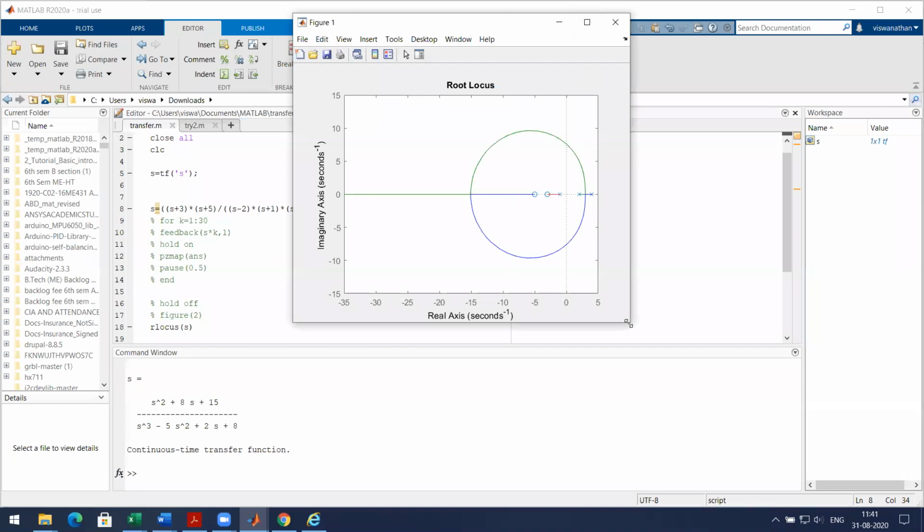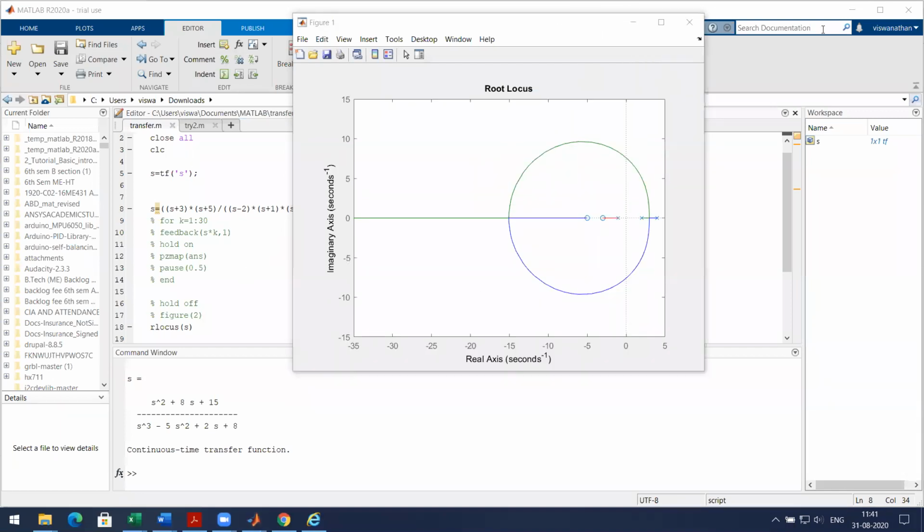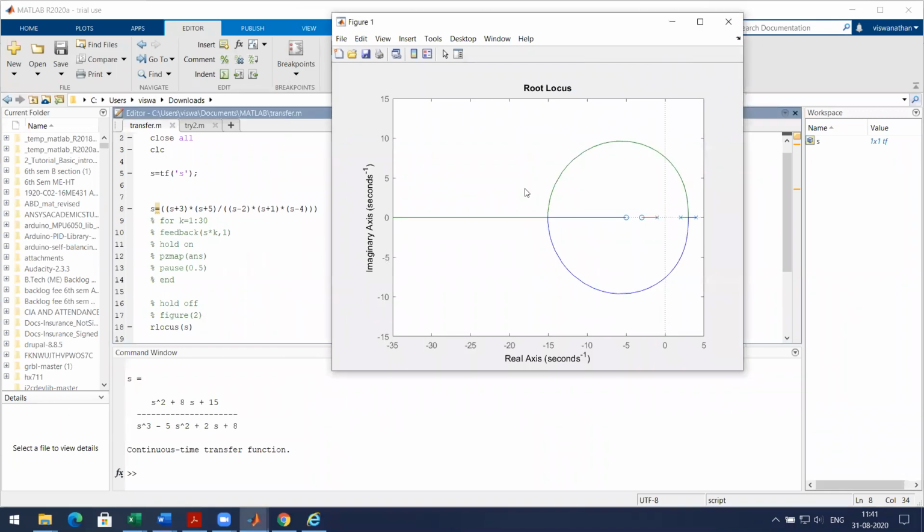Are you able to see? There are three poles, one at +2, one at -1, and another at +4. Now, what is happening is, you have two zeros and three poles.